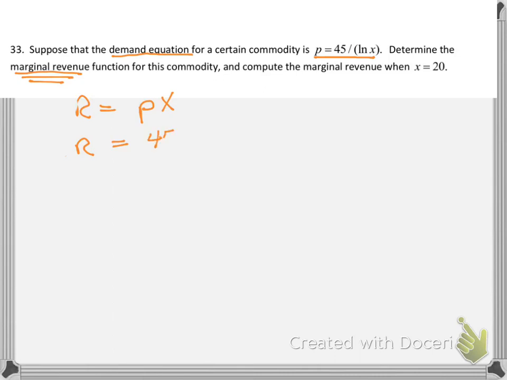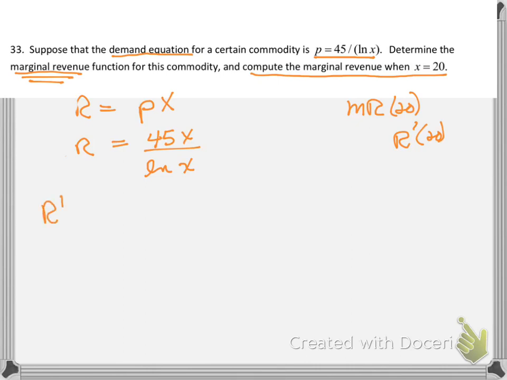So multiplying by x gives me something slightly different than what I was given initially for this problem. Okay, so then once I take this derivative, I'm going to get this. So basically, I'm looking for marginal revenue and evaluating it at 20. So R prime at 20 is what I want. Okay, so I look at this. Can I do anything with properties to make things simpler? And the answer is no. So I'm going to take my derivative.